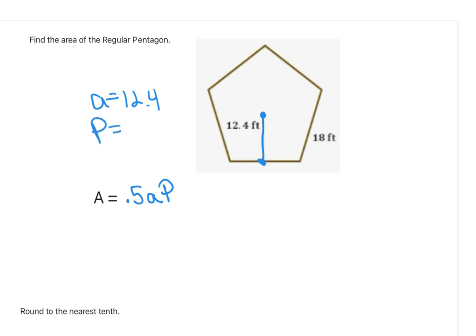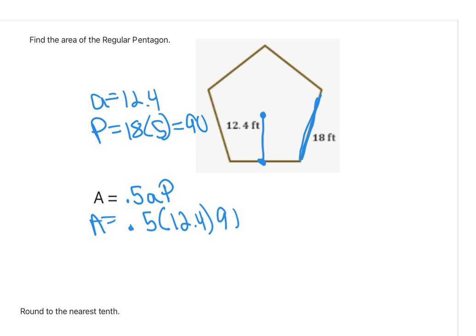Our perimeter, well, this side length over here is 18. Okay, and there are 5 sides, so 18 times 5 is 90. So the only 2 things we needed are practically given to us in this example. So our area is going to be half the apothem, which is 12.4, times the perimeter, which is 90.